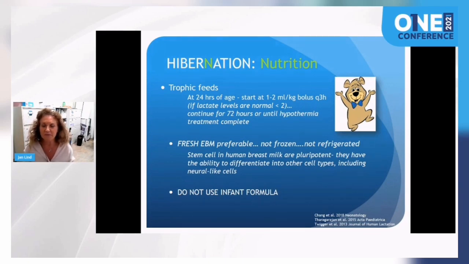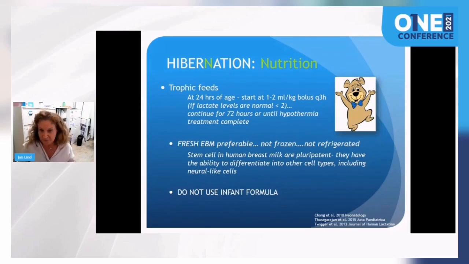Stem cells in breast milk are pluripotent, meaning that they have the ability to differentiate into other cell types, including neural-like cells, at least in animal studies. This has prompted more scientific studies into the consideration that human milk may not only provide immunological protection, but may also have a function in the development and protection of the human brain.